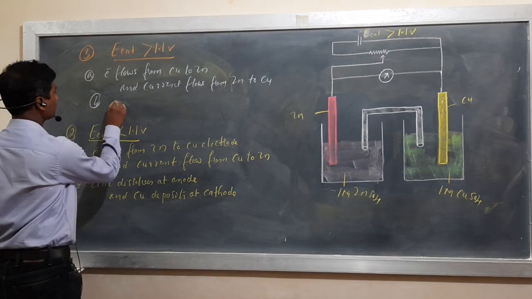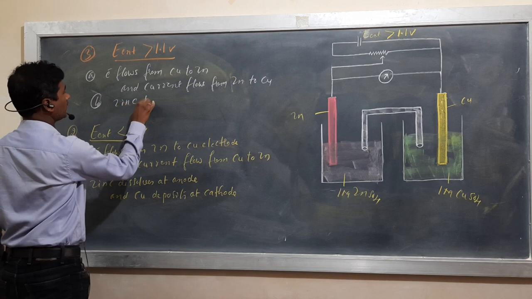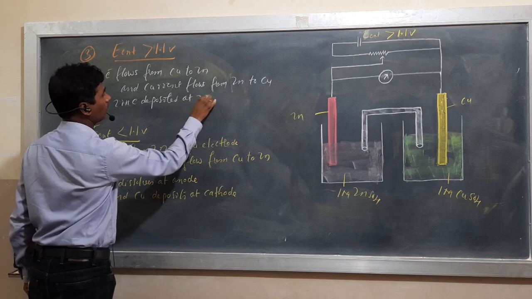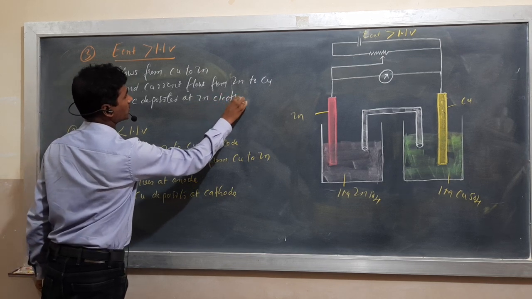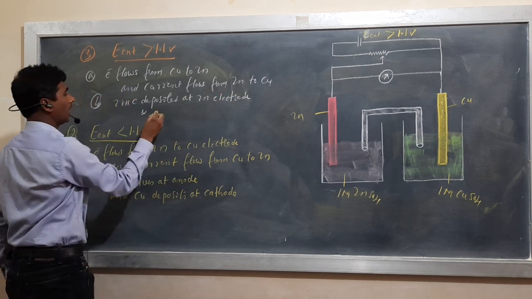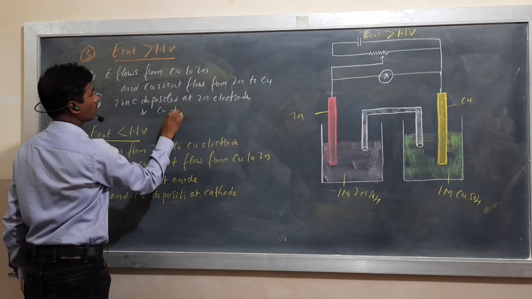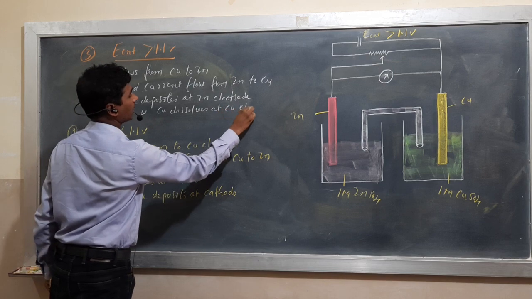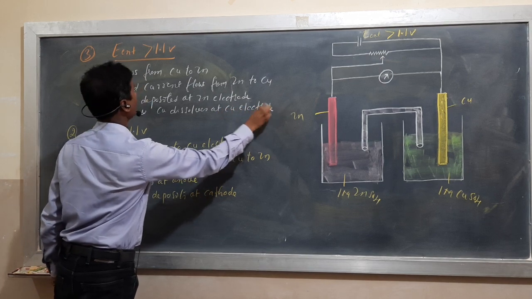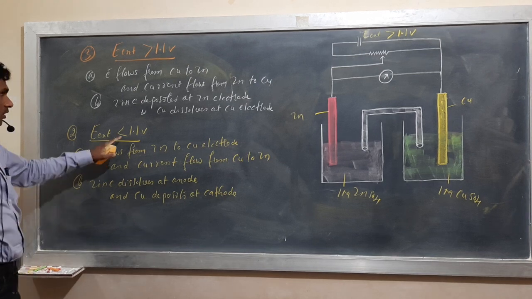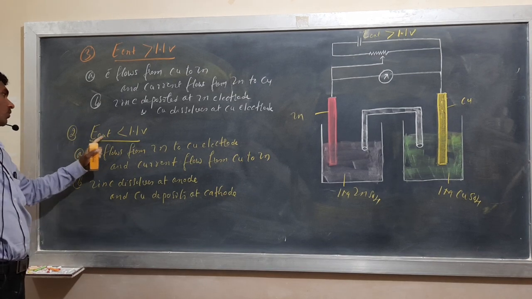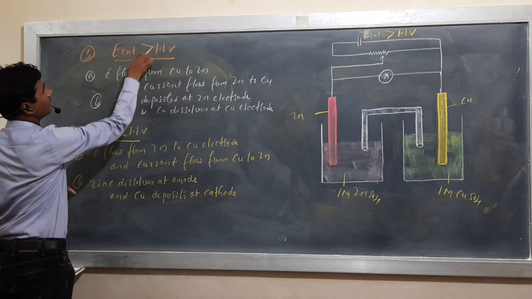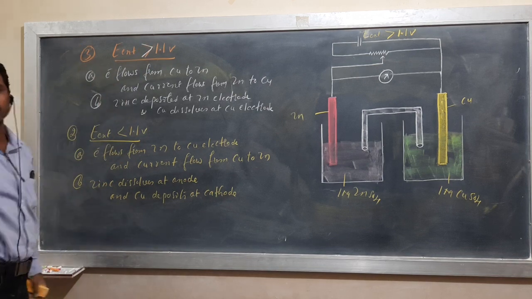zinc deposited at zinc electrode, and copper dissolves at copper electrode. So these are the three cases: when external voltage equals 1.1 volt, external voltage is less than 1.1 volt, and external voltage is greater than 1.1 volt.